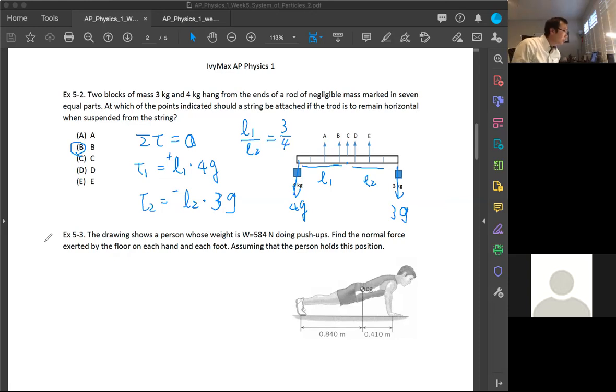Here, because this person is held by 2 feet and 2 hands, I'm assuming the forces acting on each part are equal. So you might consider dividing that answer by 2. Yeah, because the question asks for the normal force exerted by each hand and each foot, right?